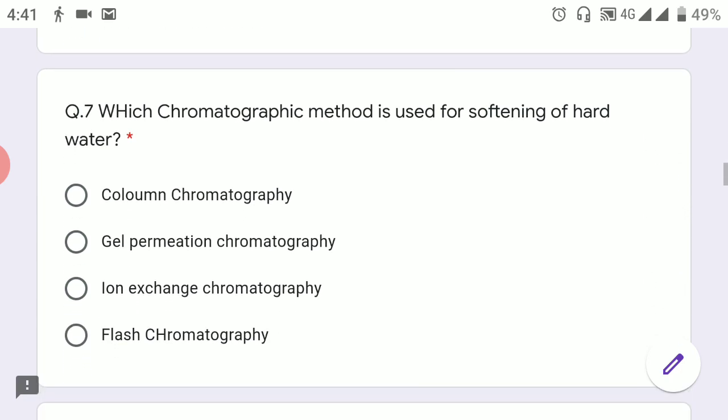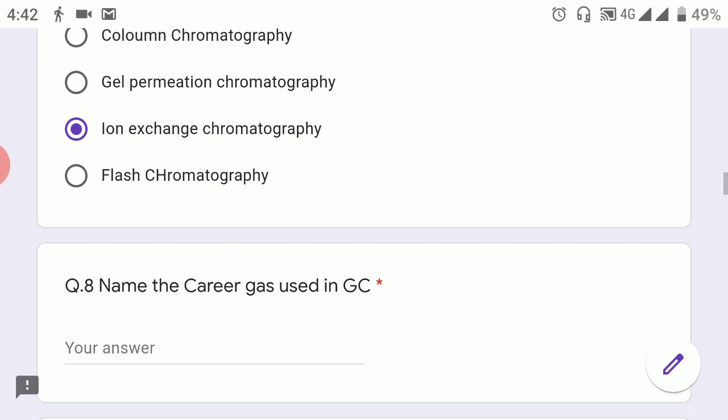The next question was: which chromatographic method is used for softening of hard water. Here also the different ions are getting separated based on their charge. As I am talking about separation of ions based on the charge, the answer will be ion exchange chromatography. Here the separation will be based on the charge of the ion. So this is the answer.